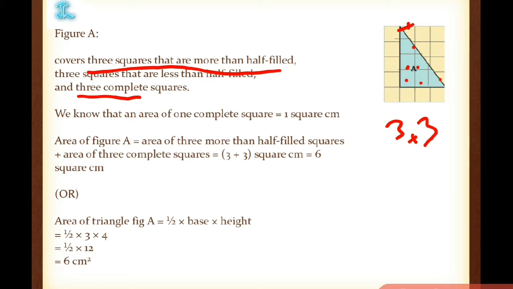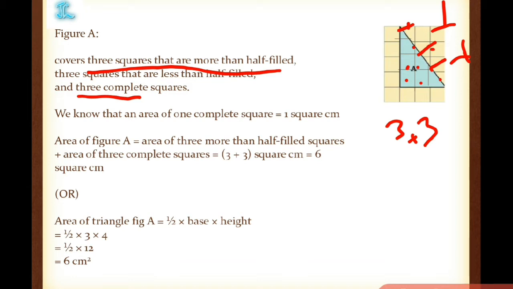You can see here one part is there. That is less than half filled, and this is less than half filled. So, less than half filled, will we consider that? No, that is not considered. We will consider only complete squares and more than half filled. And if half filled squares are there, that is also considered.